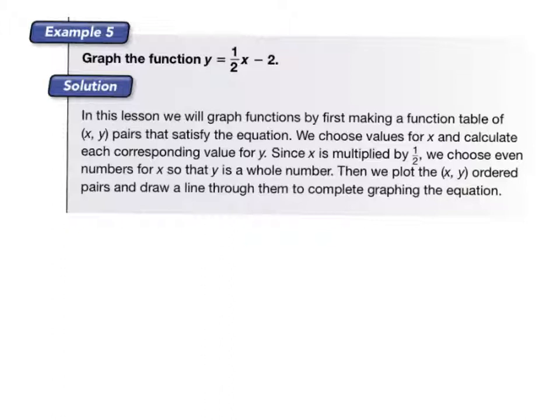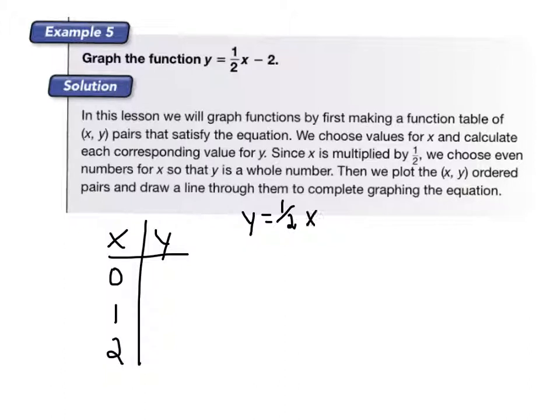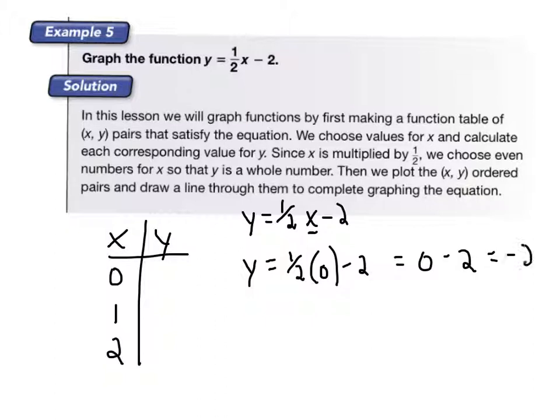So let's do that. Okay, so make a table, and we're going to let x be 0, 1, and 2. We're making up 3 numbers. Then we're going to take our function, 1/2 x minus 2, and I'm going to substitute my x there and solve. So I do y equals 1/2 times 0 minus 2. So 1/2 times 0 is 0, so I get 0 minus 2, that gives me negative 2. So y would be negative 2.